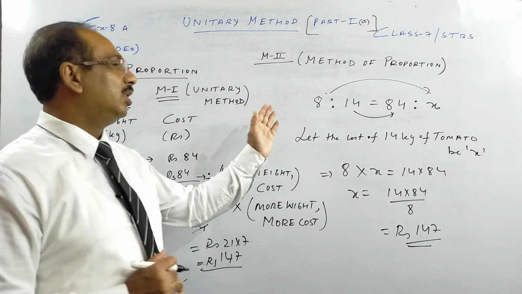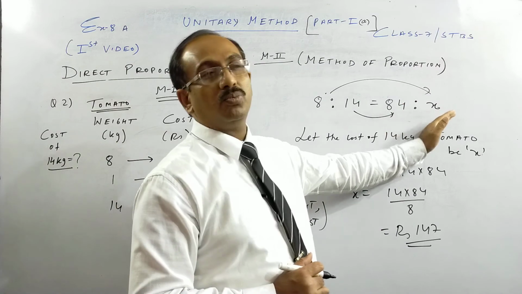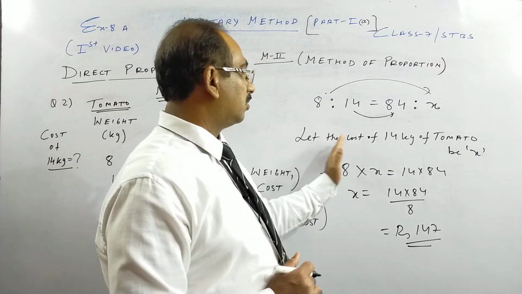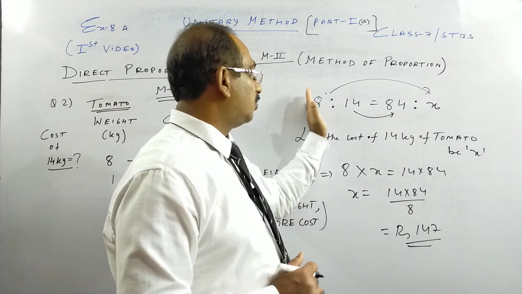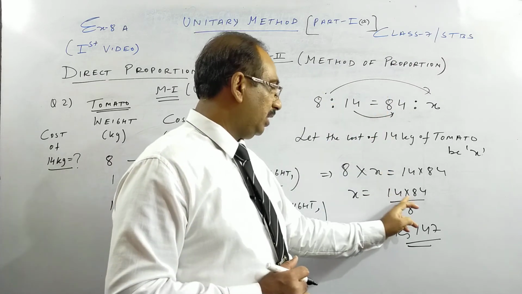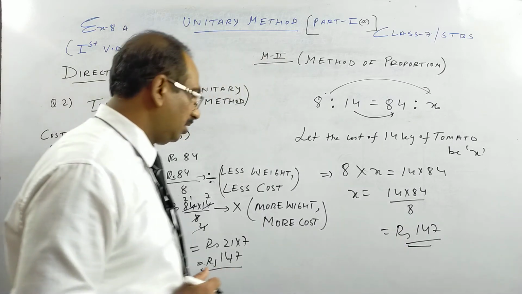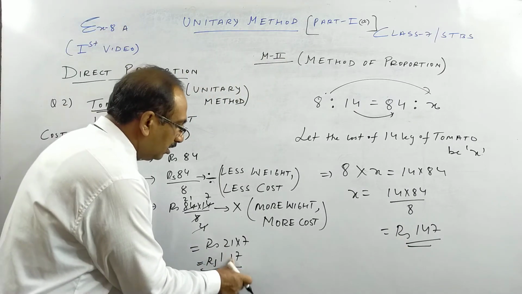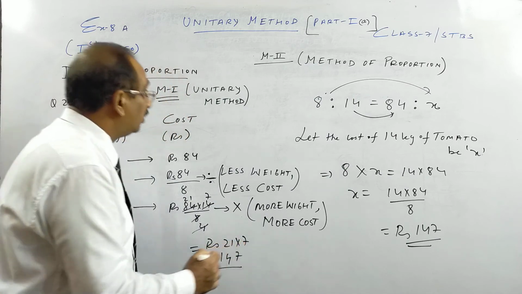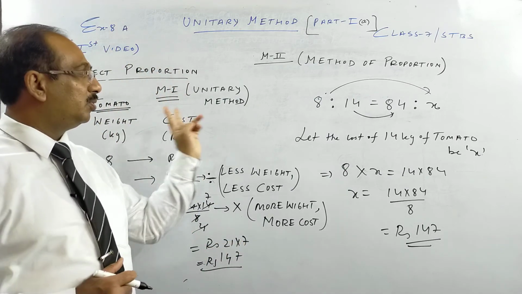So once more, 8 kg is to 14 kg as 84 rupees is to what? Okay, so let the cost of 14 kg be x. So product of extremes is product of the means. So x stays here, 8 goes down, and the same way you can cancel and get the same answer. So in this video lesson I have taught you 2 questions by 2 methods.